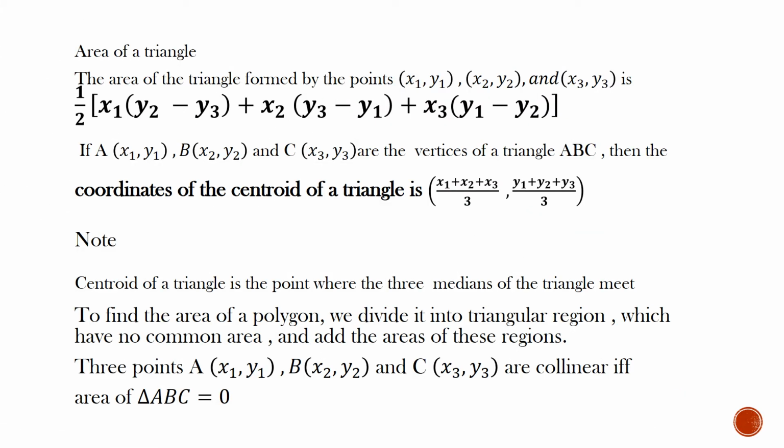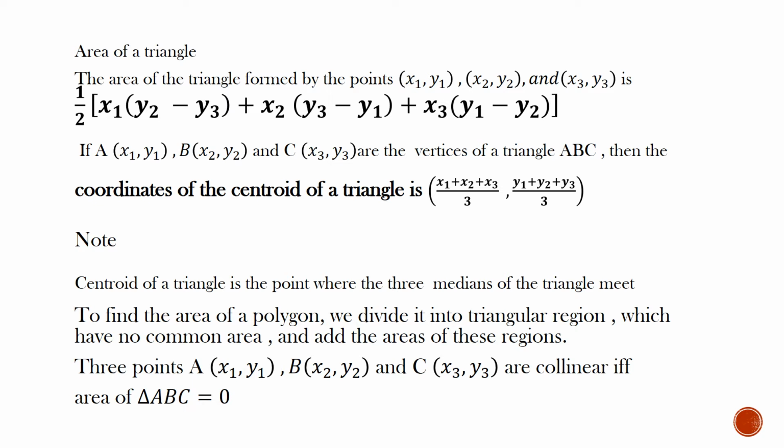Area of a triangle. In earlier classes, we have learned how to find the area of the triangle using the formula half BH. In class 9, we have used Heron's formula to find area of the triangle when the length of its sides are given. In this section, we will find area of a triangle in terms of the coordinates of its vertices.